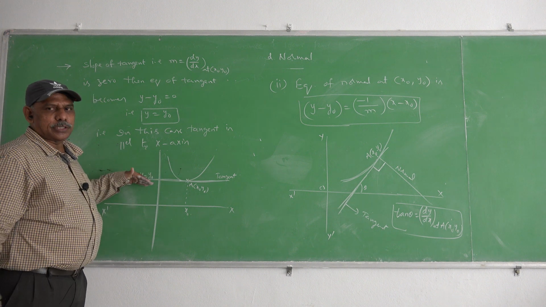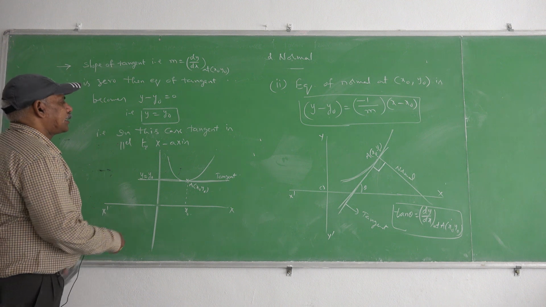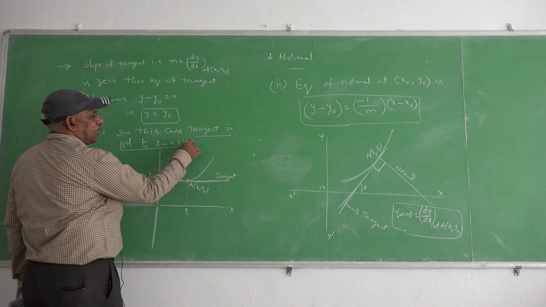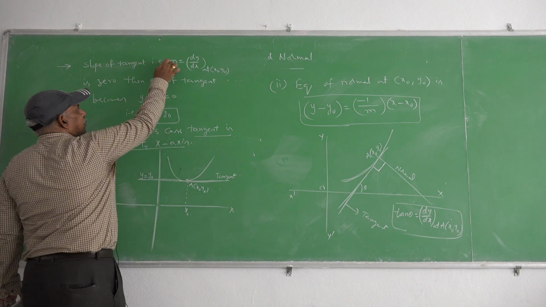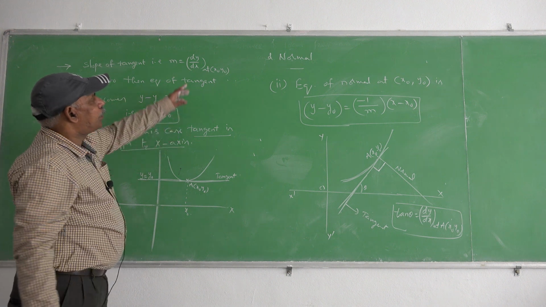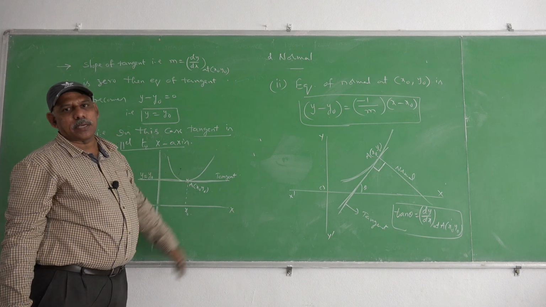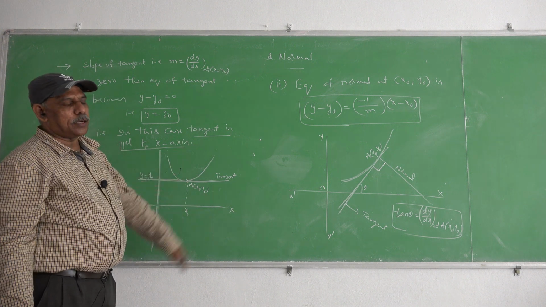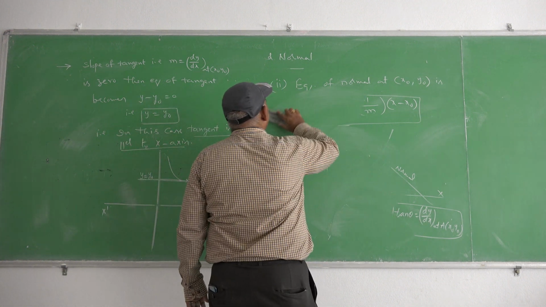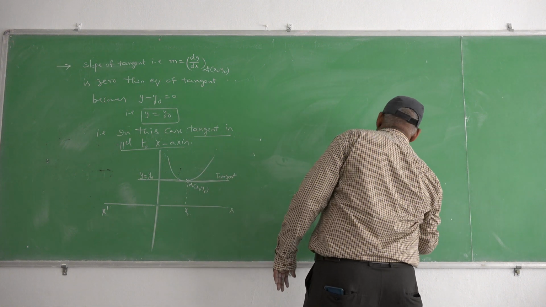Once y equal to constant, the line is parallel to x-axis. In this case, the tangent is parallel to x-axis. That means m is 0. The slope, the first derivative of the function at x naught, y naught, is 0. Then the slope of the tangent becomes 0, and in such case the tangent is parallel to x-axis. A simple geometrical application of the derivative.